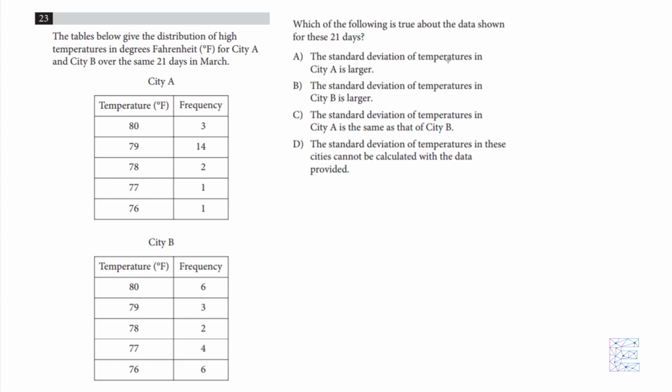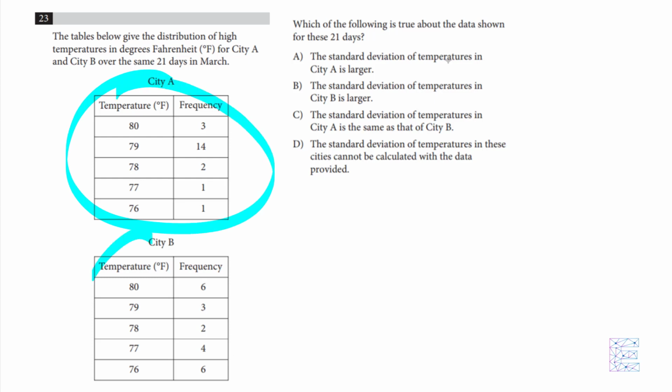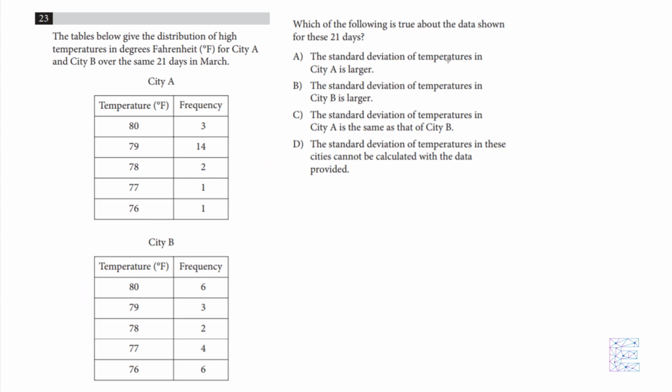The tables below give the distribution of high temperatures in degrees Fahrenheit for City A and City B over the same 21 days in March. This is City A's table, this is City B's table. Then it goes on to ask, which of the following is true about the data shown for these 21 days? Alright, so let's look at the first choice.